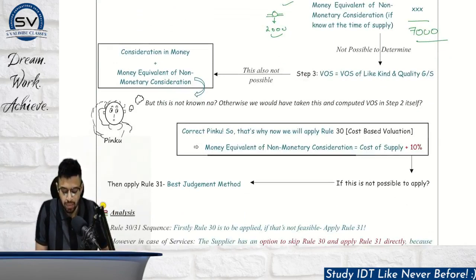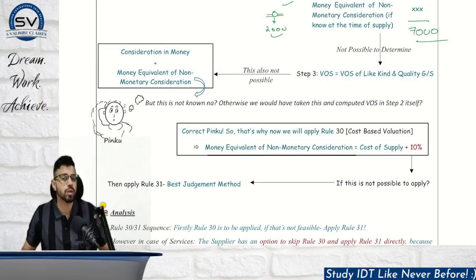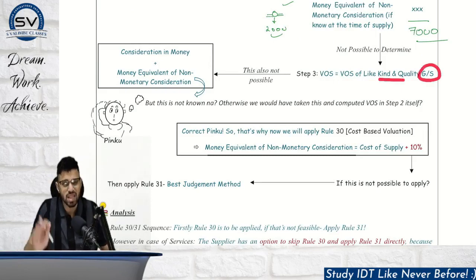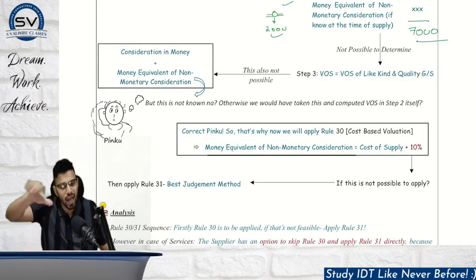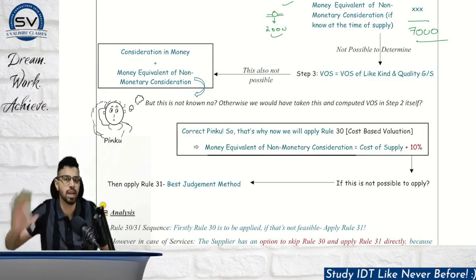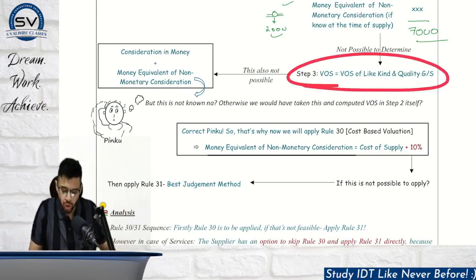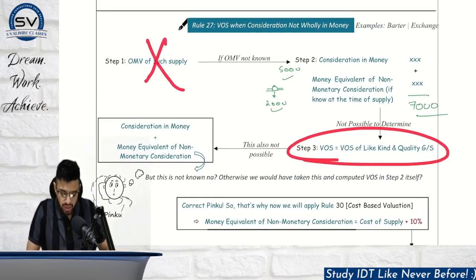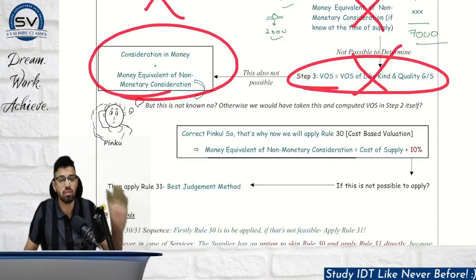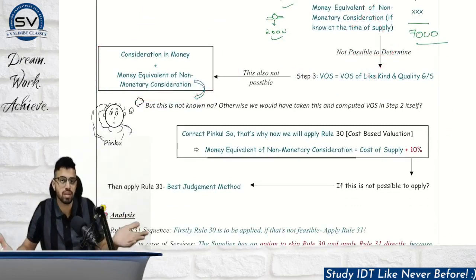You apply this concept: value of supply is the value of supply of like kind and quality goods or services. What is the difference between open market value and like kind and quality? In this, we are comparing the goods and services which are similar to our supply, and we are taking that particular supply's value of supply as our value of supply. But what if this is also we are not able to determine? So this failed, this failed, this failed. Now we are coming to our step number 4. This is our 4th attempt to calculate the value of supply.